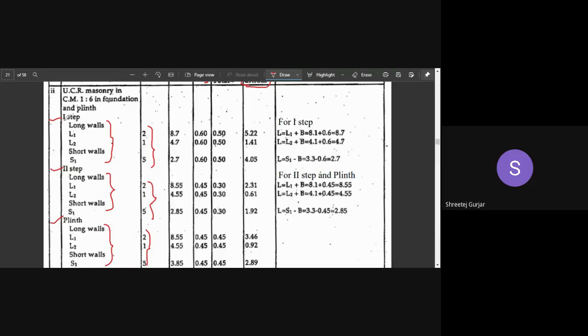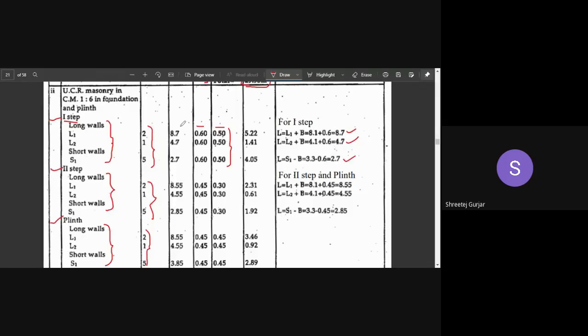The width of your first step is 0.6, and the depth is 0.5. So that is what is written over here. Length calculation I have told you for L1. For long walls, we have to add our width, that is 0.6. And for the short wall, we have to reduce our width.